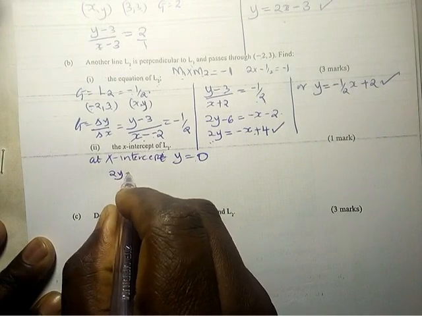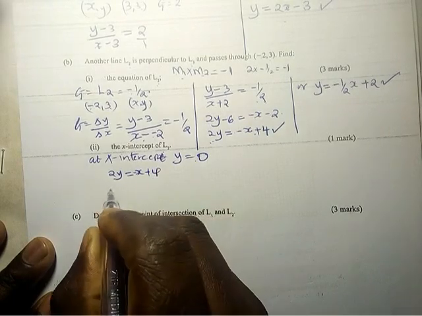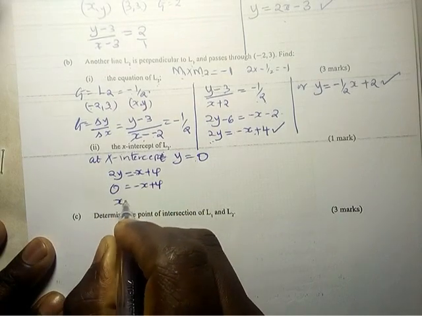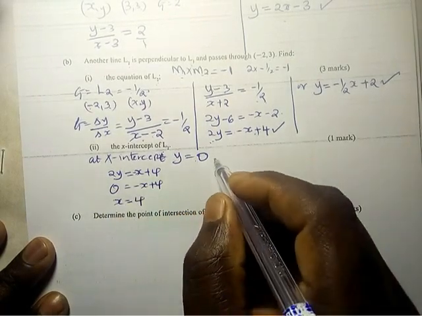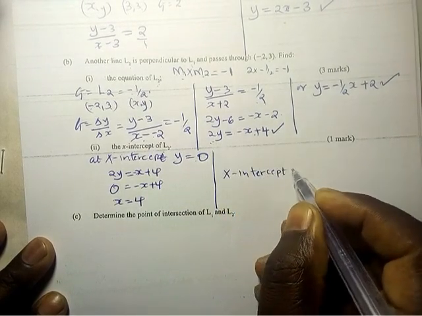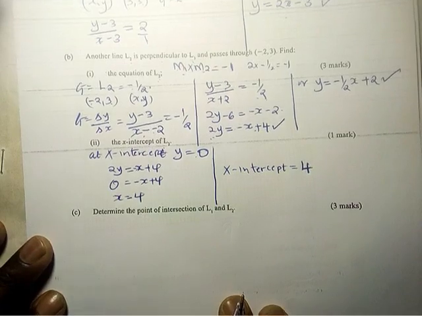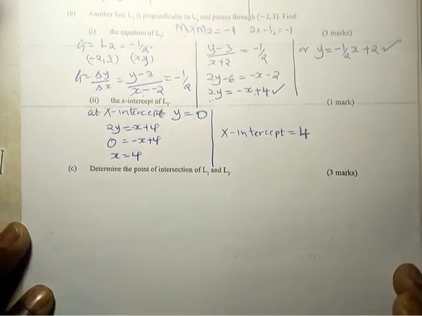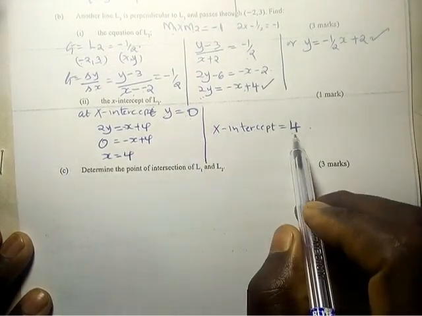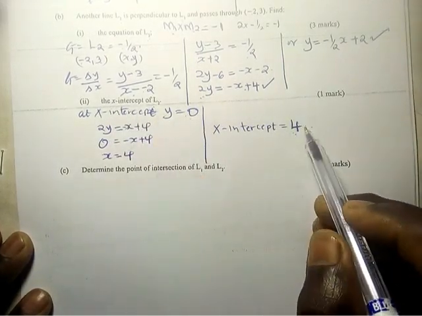So 2y equal to minus x plus 4. So 0 equal to -x plus 4. This one coming to the other side, so x equal to 4. So the x-intercept is equal to 4. If you had written the coordinate of the x-intercept, the coordinate now will be (4, 0). Y is 0, x is 4. But we have not been asked to write the coordinate. We have been asked for the x-intercept. So this is the answer.